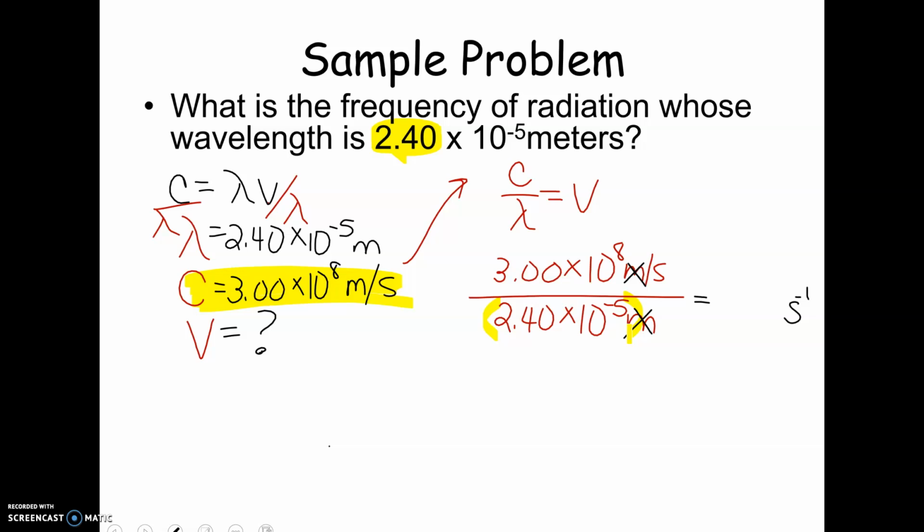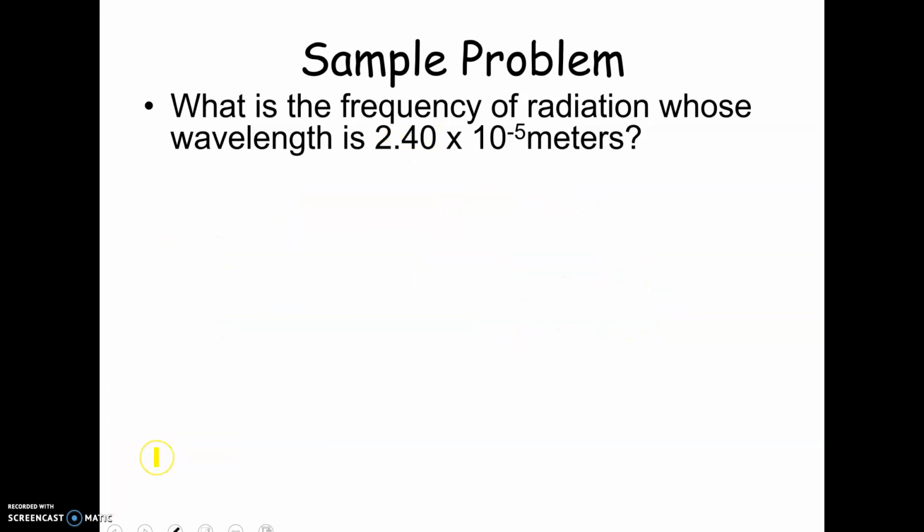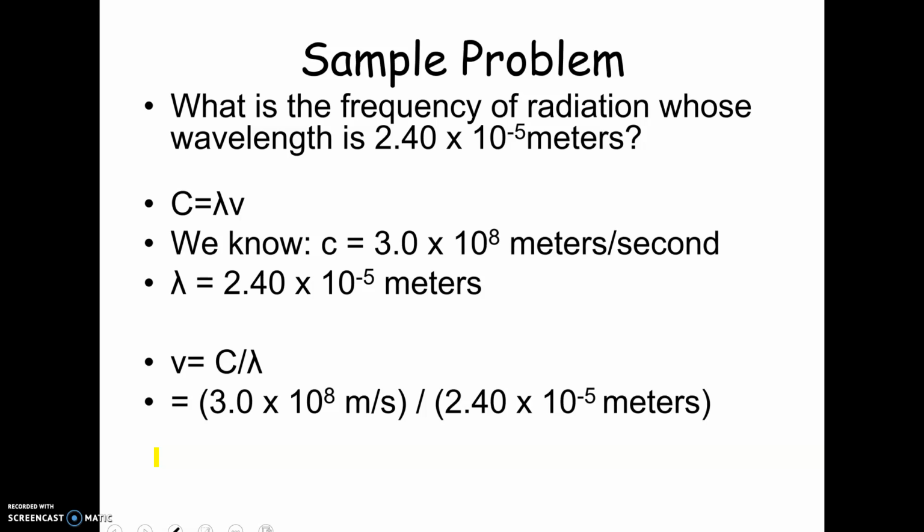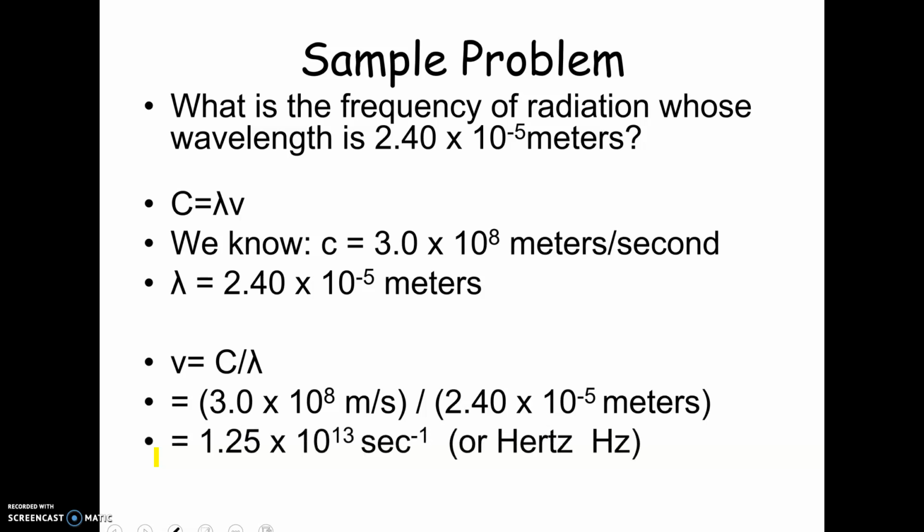Now, I'm going to erase my work and just put the answers up so that we can get through a little more of this, but you can always pause it, solve it yourself, and then double check your answer. So here's my formula. Here's my work. And so 3 times 10 to the 8th meters per second divided by 2.4 times 10 to the negative 5th meters is going to give me 1.25 times 10 to the 13th seconds to the negative 1, or you could just say hertz. So that's a sample problem.